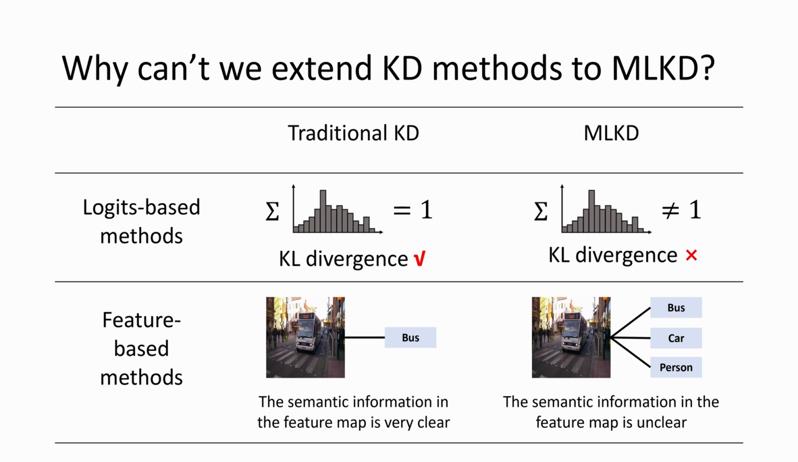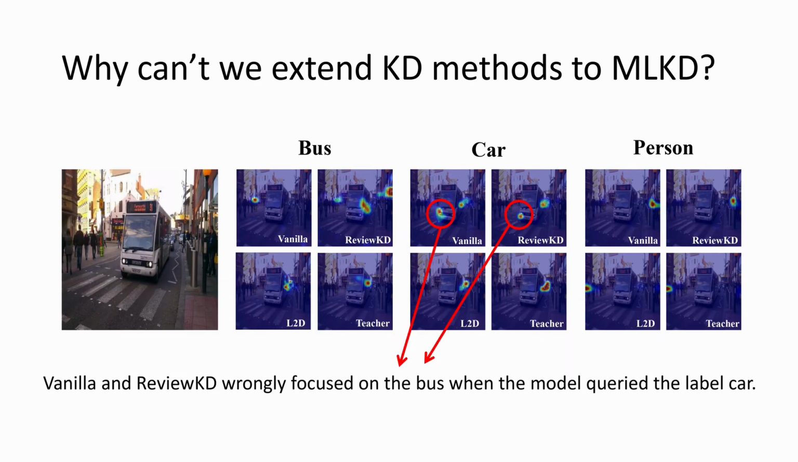Specifically, logits-based methods often obtain the predicted probabilities based on the softmax function. This function is not suitable for MLKD, because the sum of predicted probabilities may not equal 1 in MLL. Feature-based methods often perform KD based on the feature maps of a whole image with multiple semantics, which makes the model focus on the major objects while neglecting minor objects. For example, in this figure, Vanilla and Review KD wrongly focused on the bus when the model queried the label car. Such a phenomenon would cause the model to obtain suboptimal, even undesirable distillation performance.